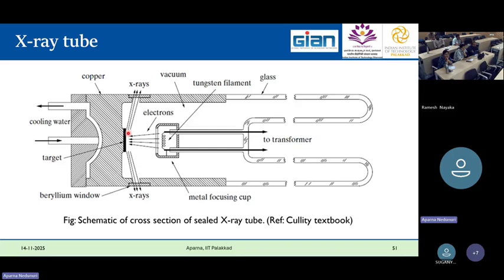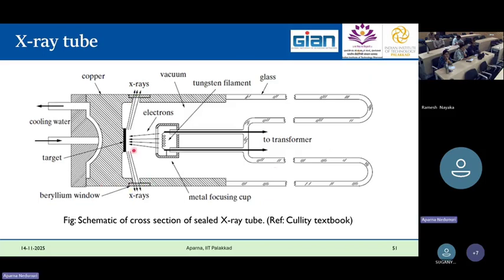So it can replace that electron from the orbital also. And then several X-rays are emitted. These X-rays can be emitted in all directions, and we need to have these beryllium windows over here. Through this, the X-rays can come out of this X-ray tube.